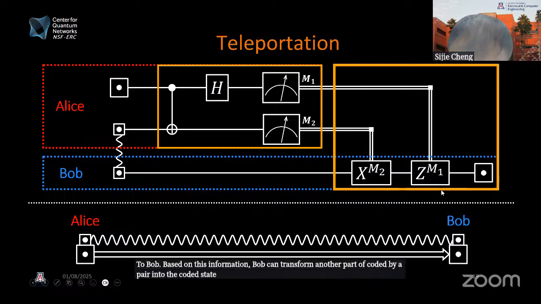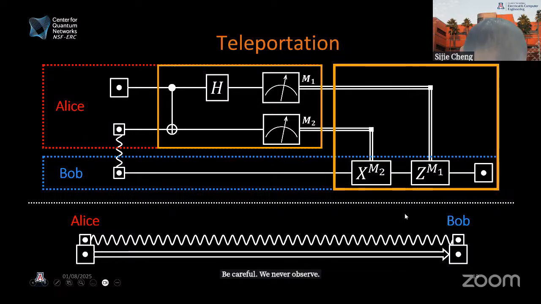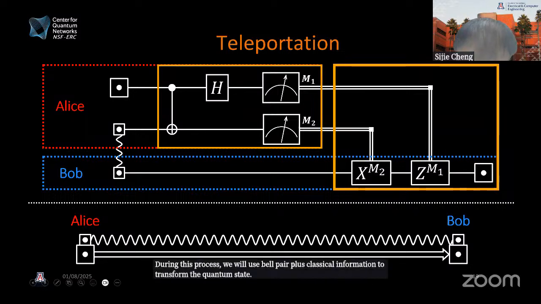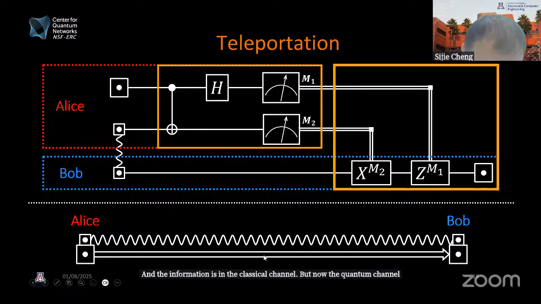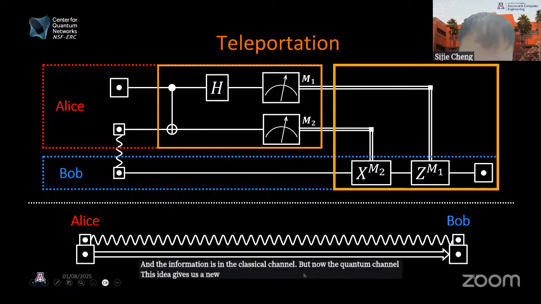Be careful, we never observe what the coded state is, but the differences between the coded state and one of the coded Bell pair. During this process, we use Bell pair plus classical information to transform the quantum state, and the information is in the classical channel, but not the quantum channel. This idea gives us a new way to solve the decoder failure problem.